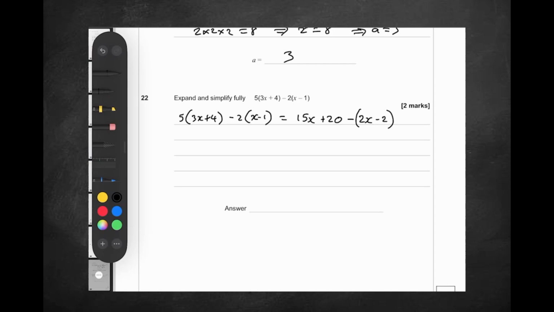Now we'll sort out the negative. 15x plus 20 minus 2x minus minus 2 is plus 2. Therefore, we get 13x plus 22. And that is our answer.